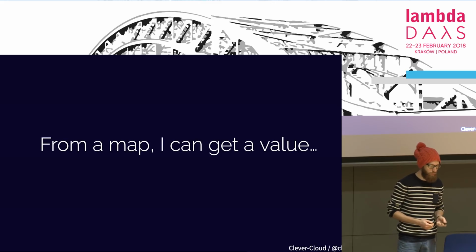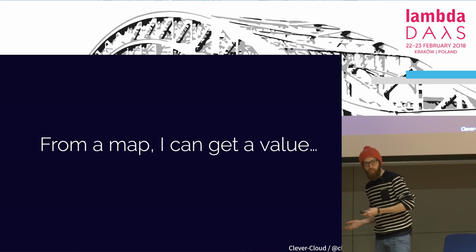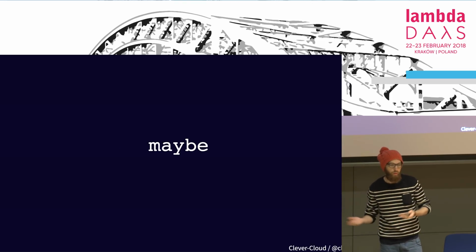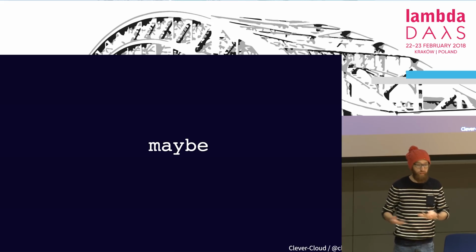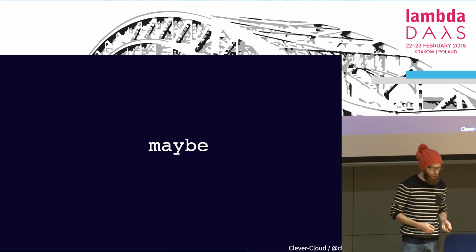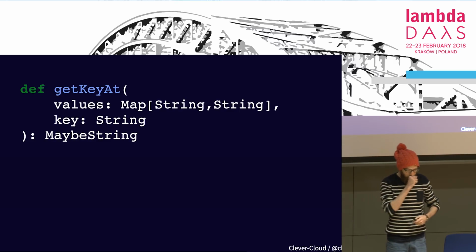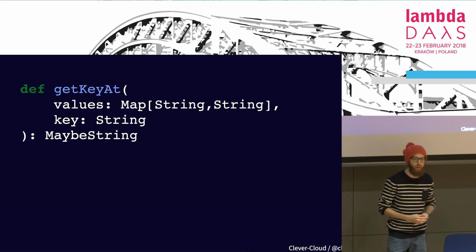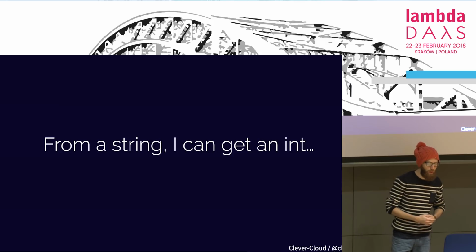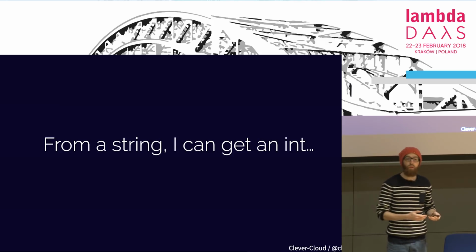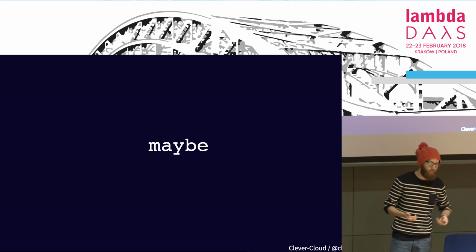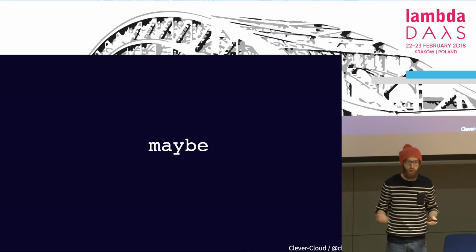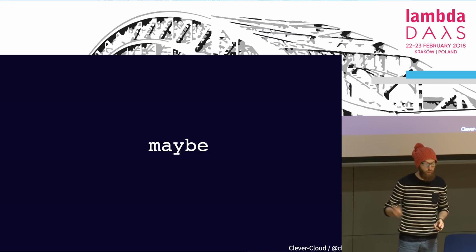So let's try to take a step back and try to think with types instead. The first insight we can get is that I get a map, I get a key, and I get maybe a value. I'm not sure, because the map does not necessarily contain a value at the key I want. So we can have a new function which, instead of returning a string or null, returns me a maybe string. And similarly, from a string, I may be able to parse an integer, but not necessarily. If the string is a string of digits, then okay. But if not, I don't have any meaningful result.